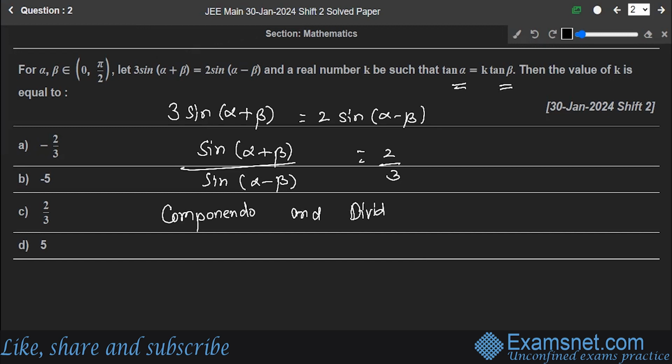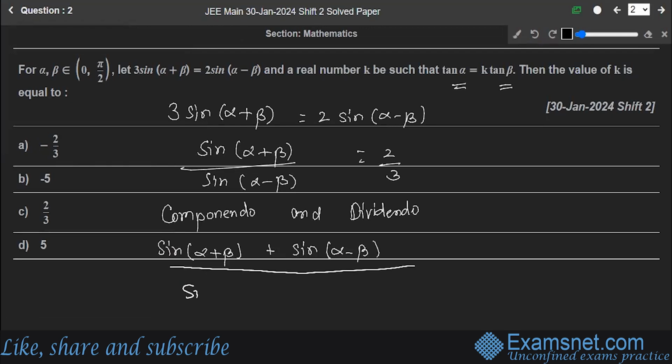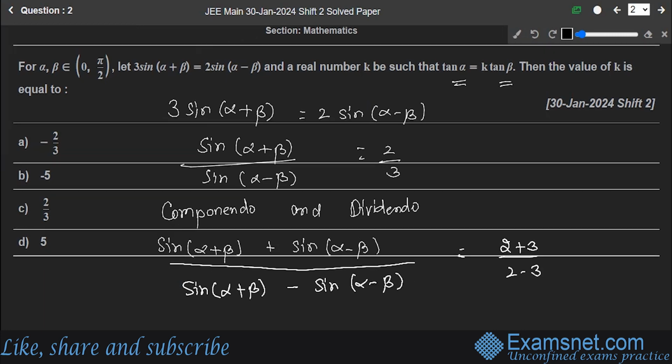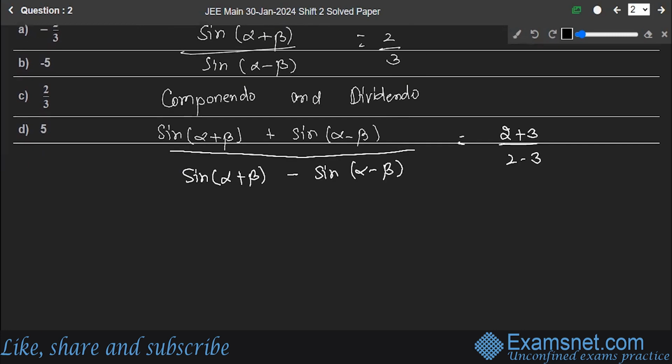You know this, right? So this will be (sine alpha plus beta plus sine alpha minus beta) divided by (sine alpha plus beta minus sine alpha minus beta). This will be 2 plus 3 upon 2 minus 3. Or this is sine A plus B plus sine A minus B.